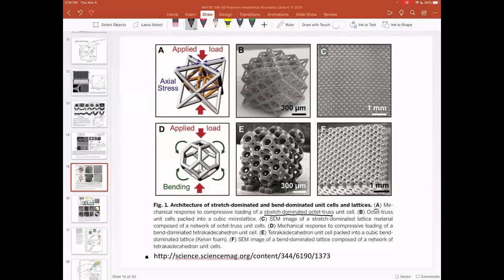And then they have these octet truss unit cell. What? No, hold on. Not that. That's not the one.